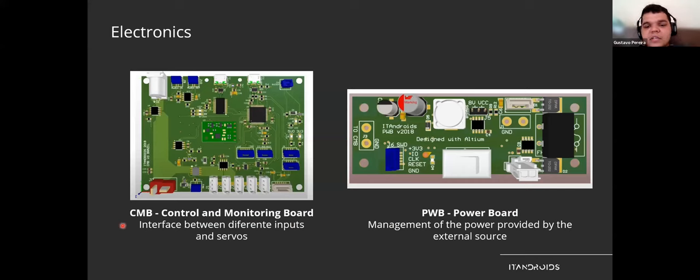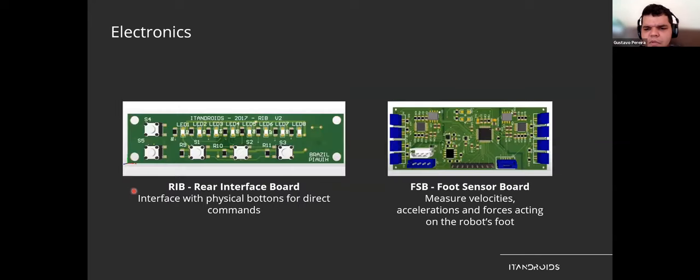And this is just a 3D overview of the CMB and the PWB, just to give a notion of how they look. You can even see the paths, the connections between them. We have the two CMBs and the PWB, and we have these red pins in the CMB ports, where you put the wires. And next slide, we have the other two boards, the RIB with the three buttons, and the FSB, which is the last board that we are developing.